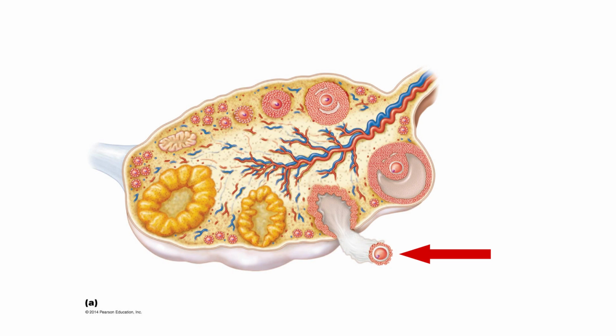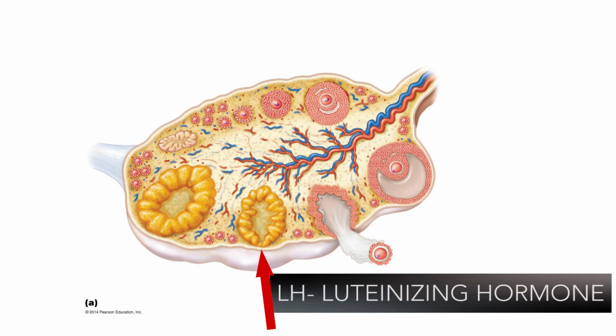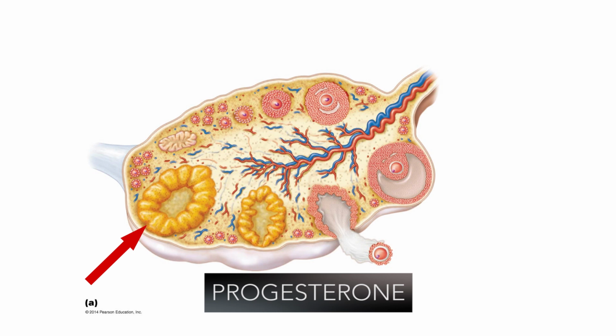Okay. Now, after a few hours, this kind of turns into a yellow-looking thing here called a corpus luteum. The word luteum means yellow. But it does that under the influence of a second hormone from the brain, and this hormone is called the luteinizing hormone, or LH. This comes from the anterior pituitary. And it causes the corpus luteum here to develop and produce another hormone called progesterone.